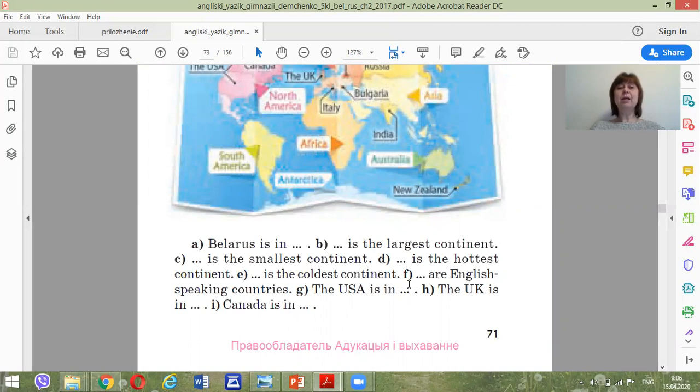The UK, the USA, and Australia are English-speaking countries. People in these countries speak English, but in the UK, they speak British English. In the USA, they speak American English. And in Australia, they speak Australian English.